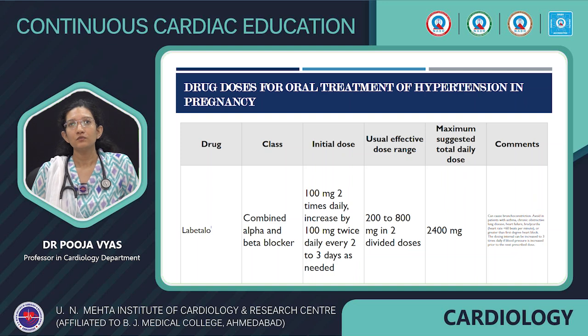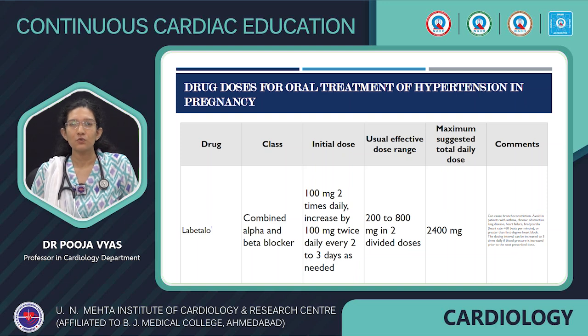Drug doses for oral treatment of hypertension in pregnancy. First is labetalol. It is safe in pregnancy. It has combined alpha and beta blocker activity. The initial dose is 100 milligram twice a day, and we can increase by 100 milligram twice a day every 2 to 3 days.